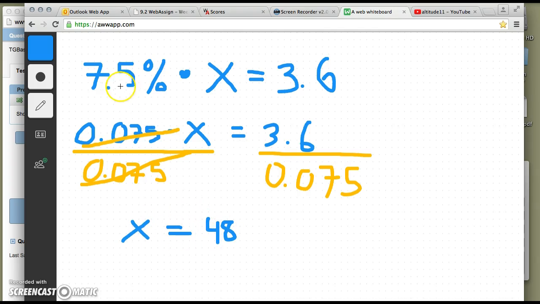7.5% of what number is 3.6? 7.5% of 48 is 3.6.